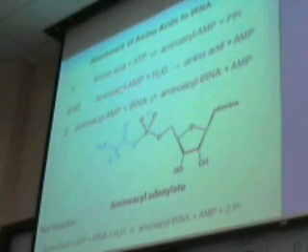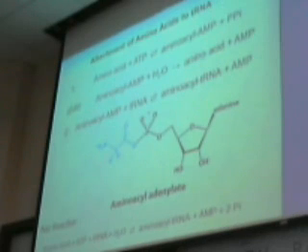So the editing step is to take that amino acyl AMP adduct. If it's incorrect, we hydrolyze it off and start over again. So this is a proofreading or editing step that some of these enzymes have.